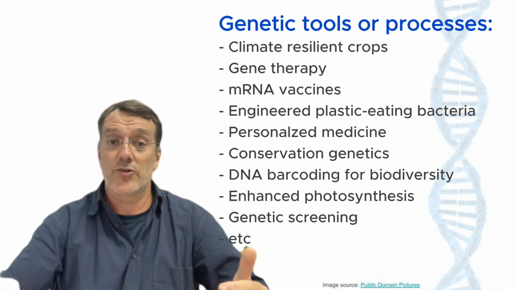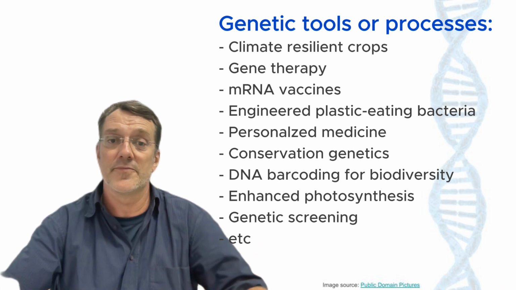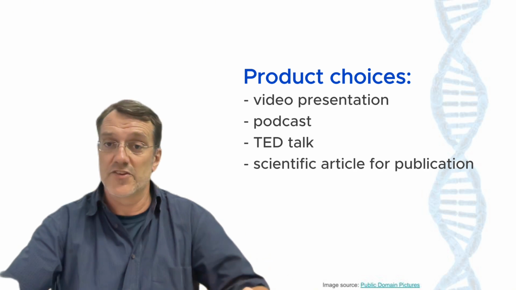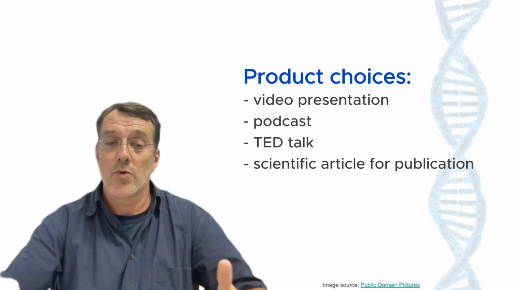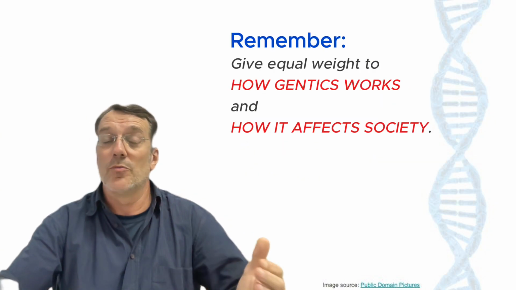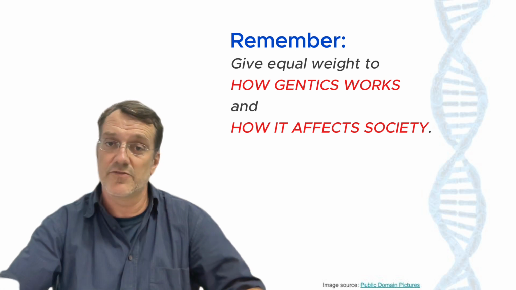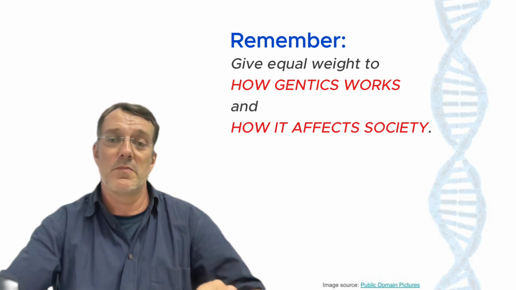You'll choose a genetic tool or a process that interests you, research how it works, and explore its effects on society. Then you'll create either a video like this one, a podcast, or some kind of a written article to share what you've learned. Your work will help other students, teachers, and members of the public understand both the science of genetics and what it means for our society. Let's break down how to create your product step by step.